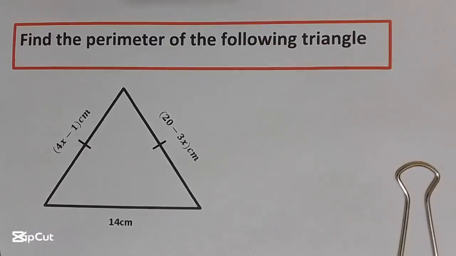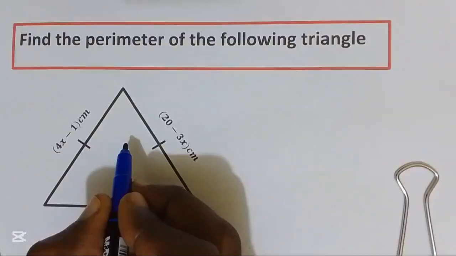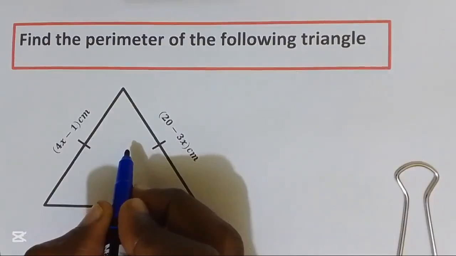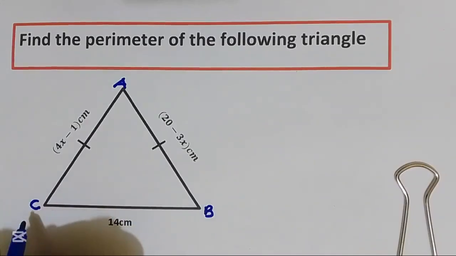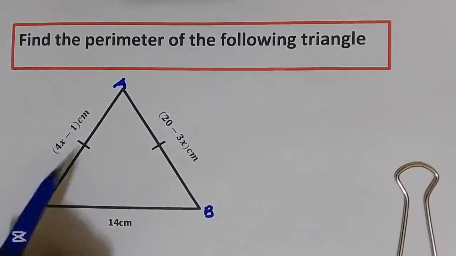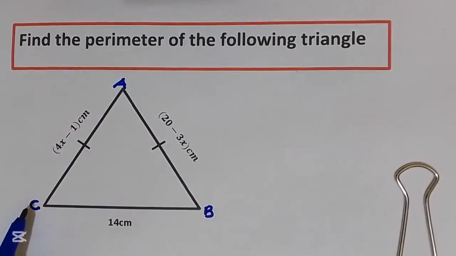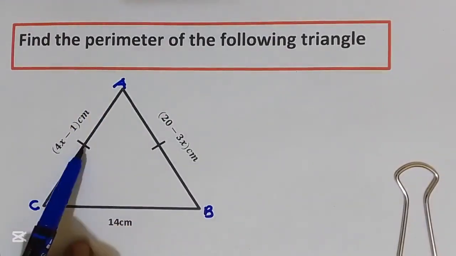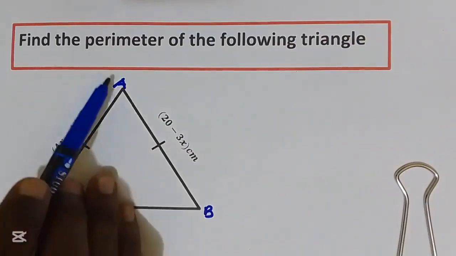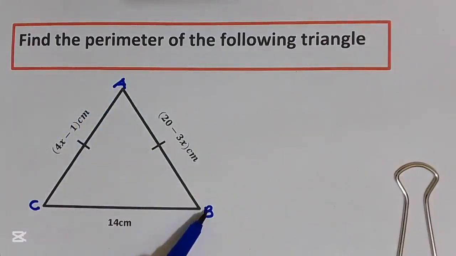Let us find the perimeter of the triangle below. Let us name our triangle as triangle A, B, C. Triangle A, B, C is an isosceles triangle. They have shown to us by using this symbol that distance AB is equal to distance AC.